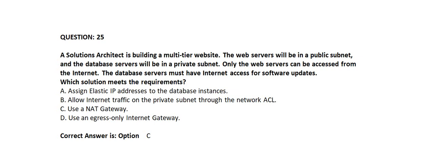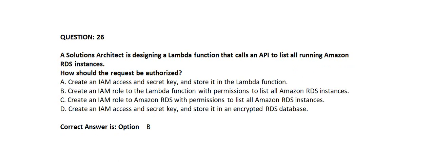Option A. Assign elastic IP addresses to the database instances. Option B. Allow internet traffic on the private subnet through the network ACL. Option C. Use a NAT gateway. Option D. Use an egress-only internet gateway. Correct answer is option C. Use a NAT gateway.